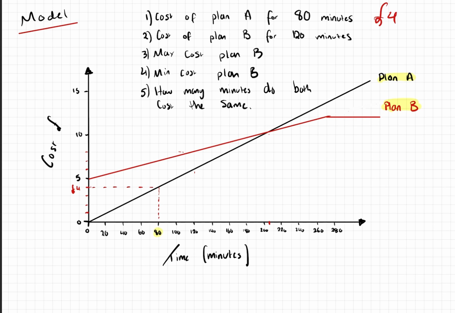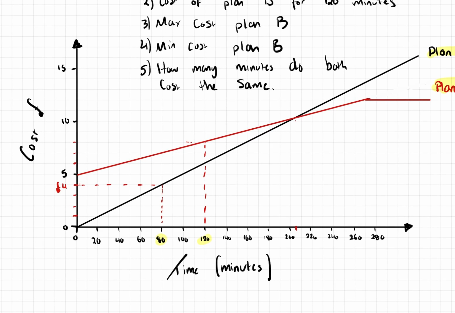Plan B for 120 minutes, with the same thing. Find 120 minutes. There we are. I'm going to go up until we hit the line here. Great. When you hit the line, you're going to come all the way in. And we can see here, there we are. What's the cost? Well, 6, 7, 8. £8.